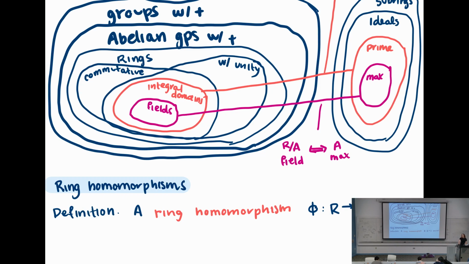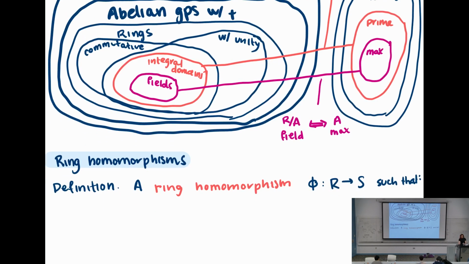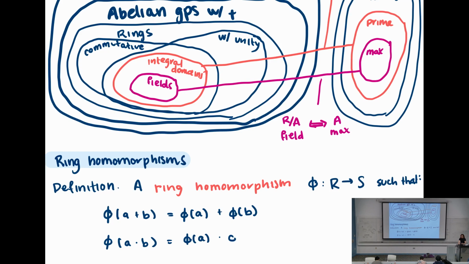and what should our conditions be for this to be a ring homomorphism? Does anyone have a guess? Yeah. Yeah, so we just want it to preserve the operations. So we'll have that phi of A plus B for A and B in R is equal to phi of A plus phi of B. And then we also want that phi of A times B is equal to phi of A times phi of B.